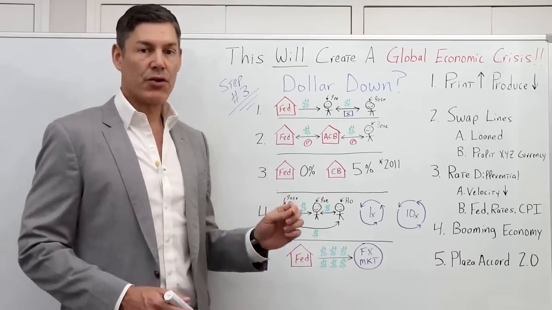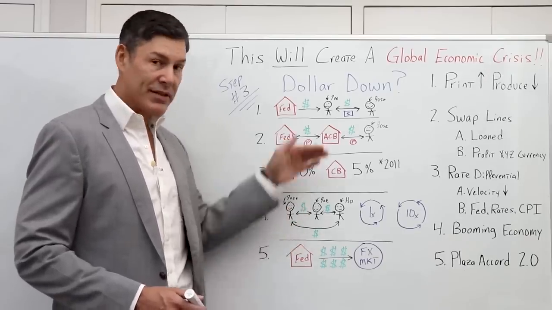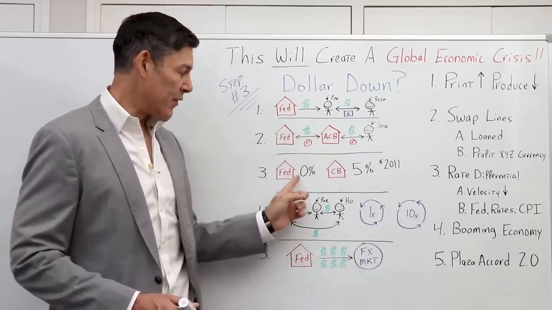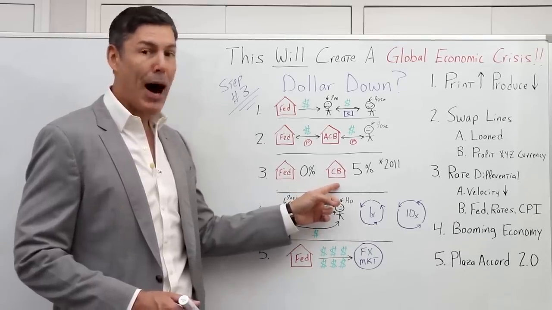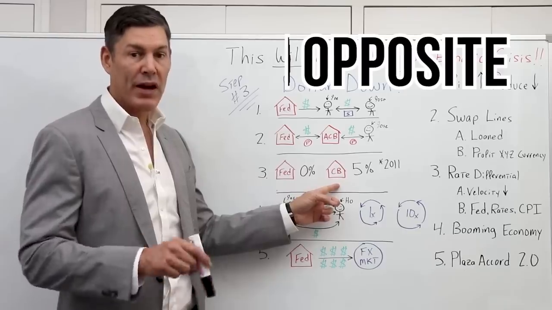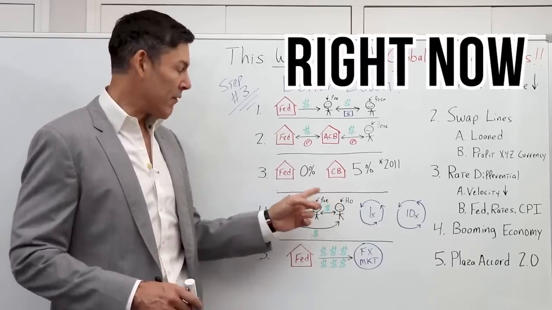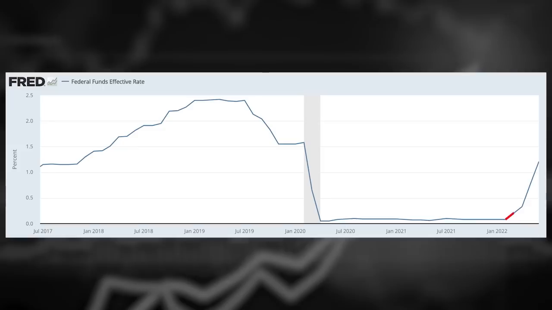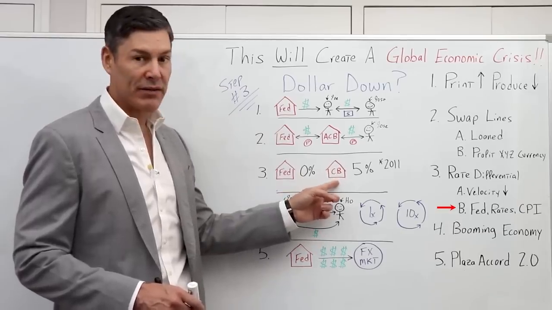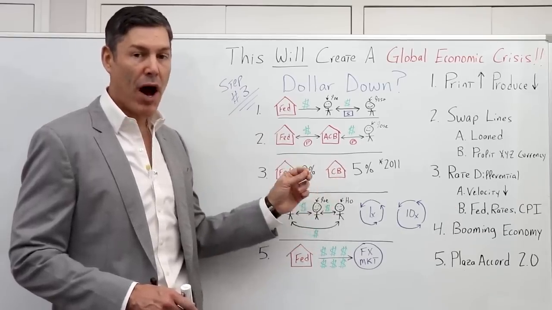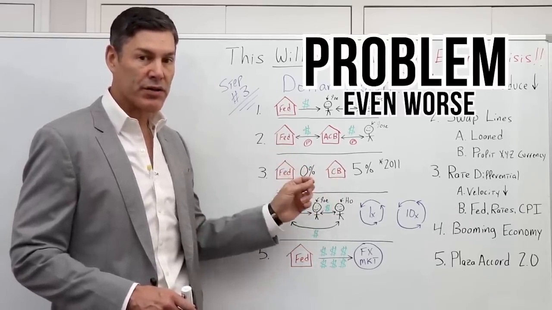But let's think this through. If the dollar has downward pressure, if the Fed starts lowering rates and the other central banks start raising them, we're in the exact opposite environment right now as we speak. The Fed is actually raising rates even faster than these other central banks, therefore making the problem even worse.